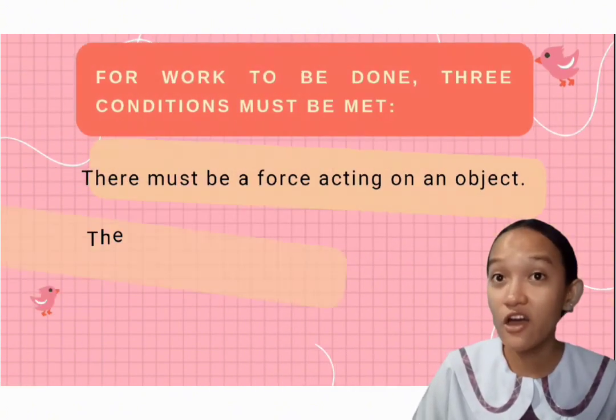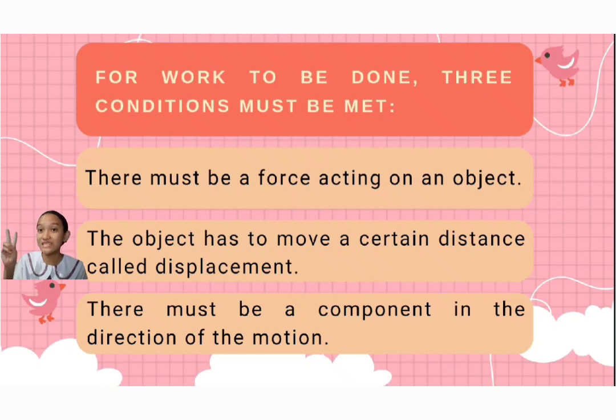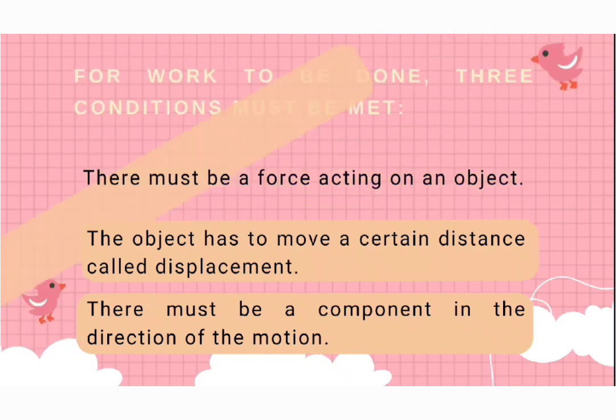For work to be done, 3 conditions must be met. Number 1, there must be a force acting on an object. Number 2, the object has to move a certain distance called displacement. Number 3, there must be a component of the force in the direction of the motion.